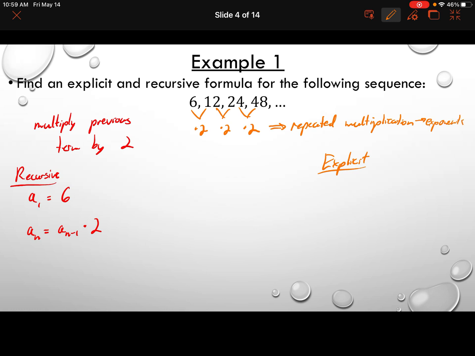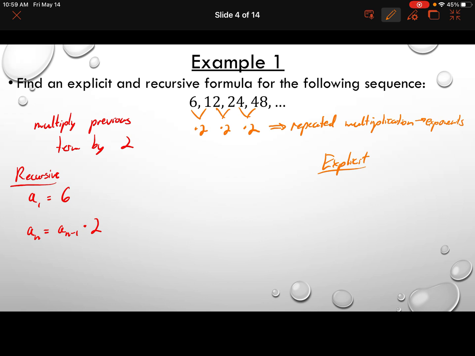Exponents. Exponents are repeated multiplication, right? 2 squared is 2 times 2. 2 cubed is 2 times 2 times 2. So if you want to repeatedly multiply by something, you use exponents. Okay, so we know this is related to exponents, all right?